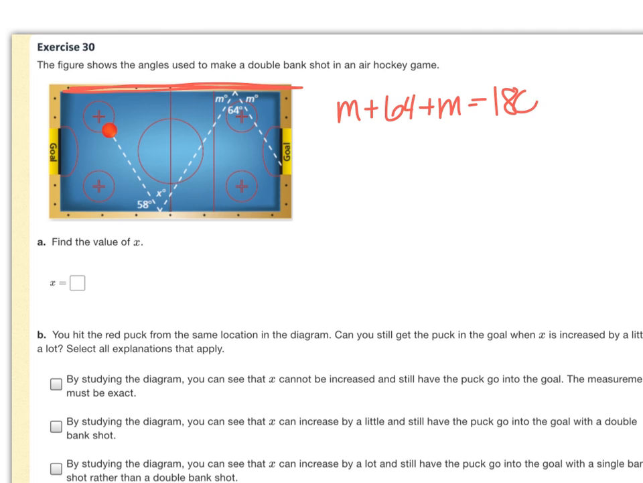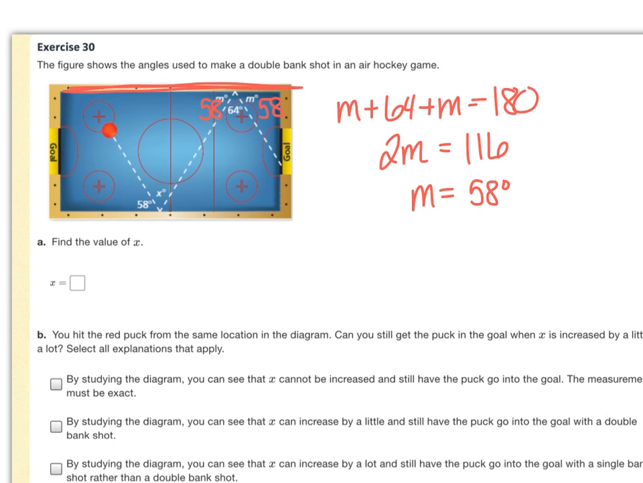Because this is a straight angle, I know that m plus 64 plus m has to add up to 180. Now, that does not mean they're supplementary, because this is 3 angles. Supplementary only refers to when 2 angles add to 180. But because they do form a straight line, I know that they add to 180, so we can say this is 2m. When I subtract the 64 over to the other side, you get 116, and so m has to be 58 degrees.